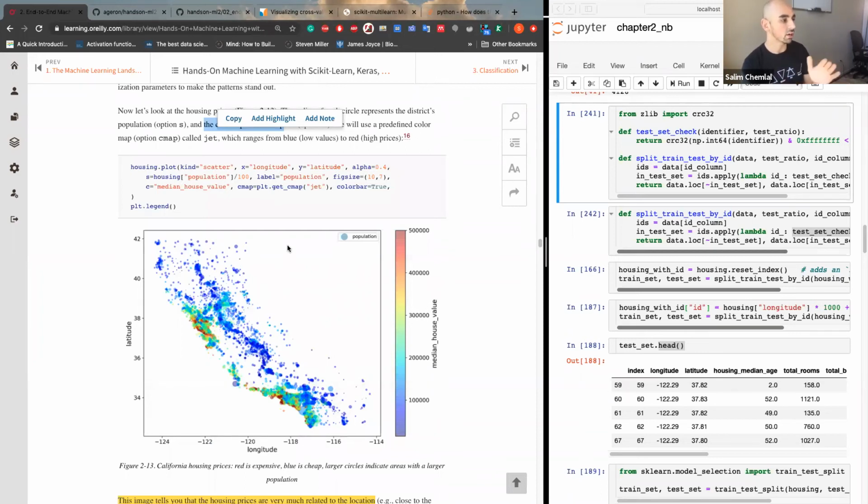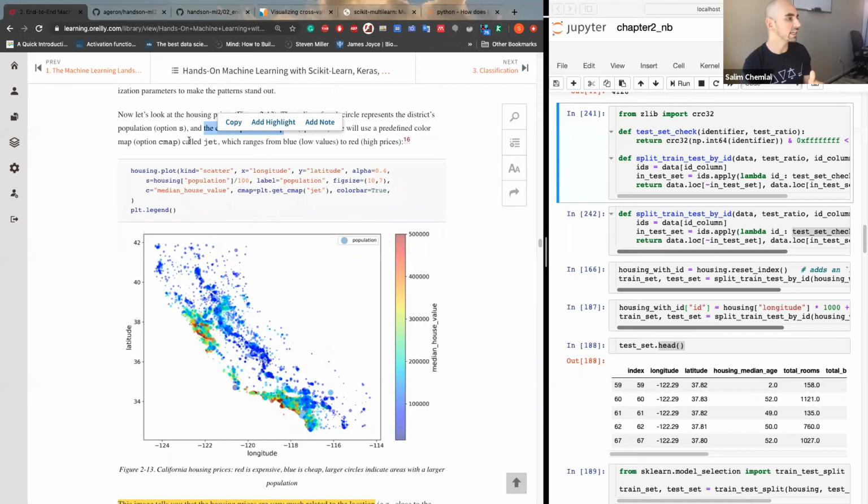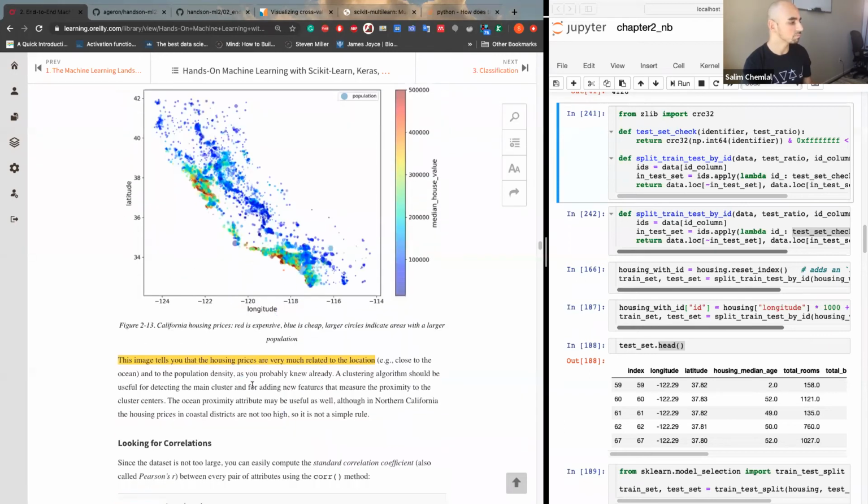Adding another feature here. So what did he add? He added the price. And from this, it is very clear that there is a relation between the price of the house and the location of the house, right? You can see that definitely the Bay Area is a lot more expensive than here. Same thing here for, I believe, LA and San Diego. So around these big cities.